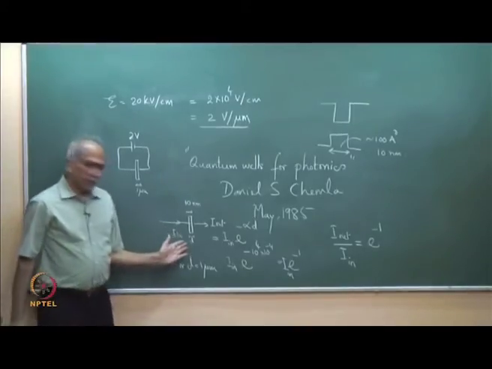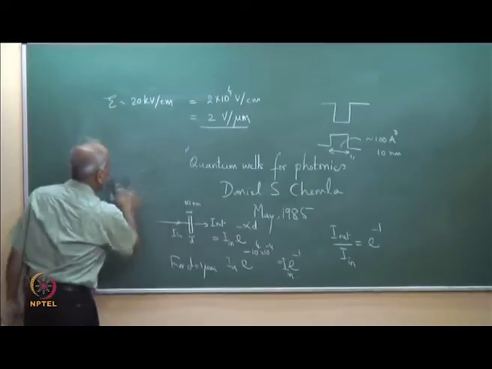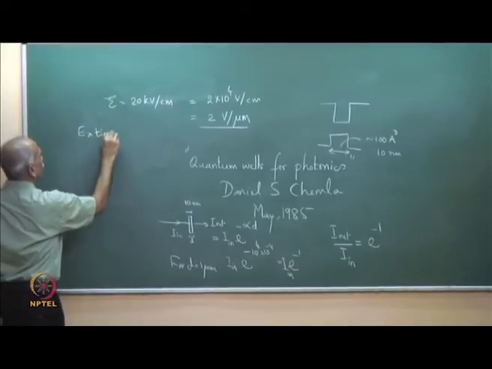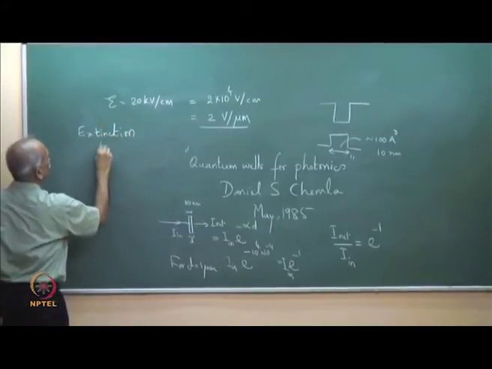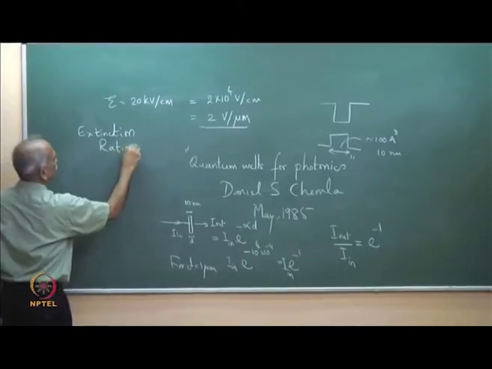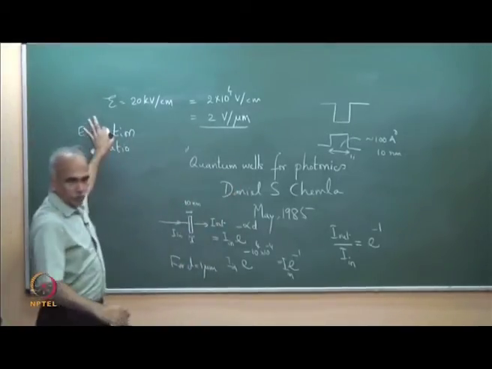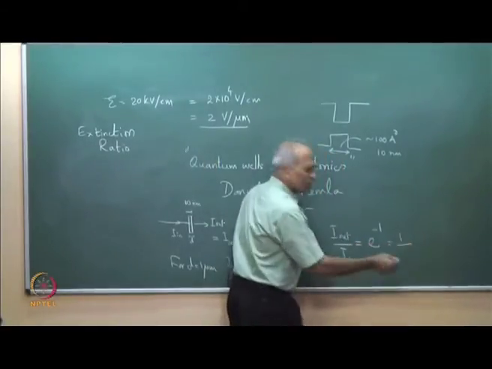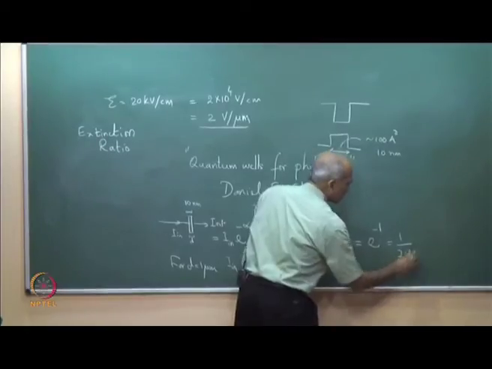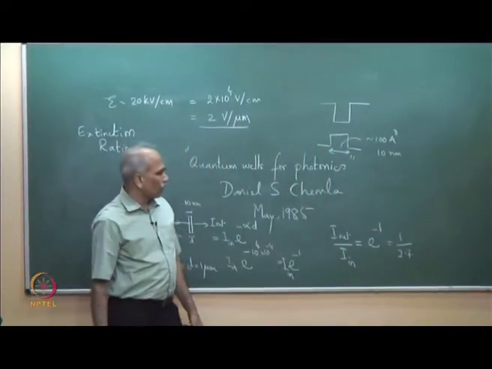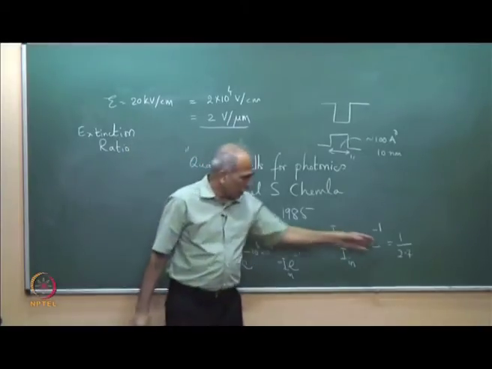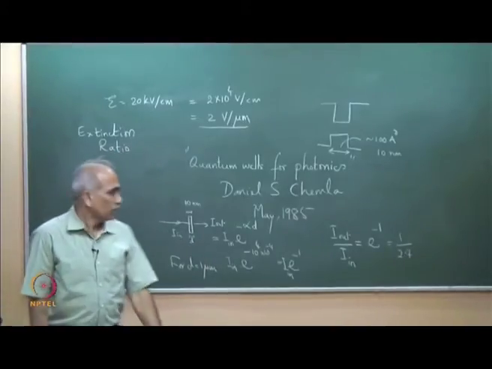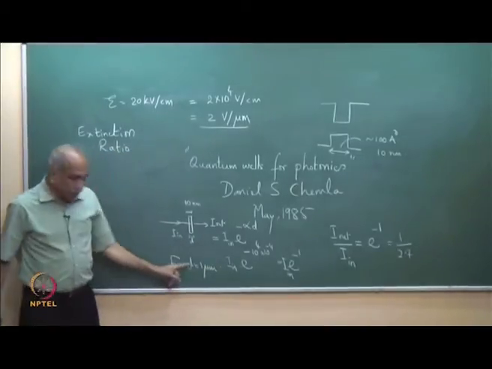Normally, there is a parameter called extinction ratio. I will discuss this with the field and without field a little later. So, e is approximately 2.7, which means you see that I_out has dropped down by a factor of about 3 or so. That is considering d equal to 1 micron.